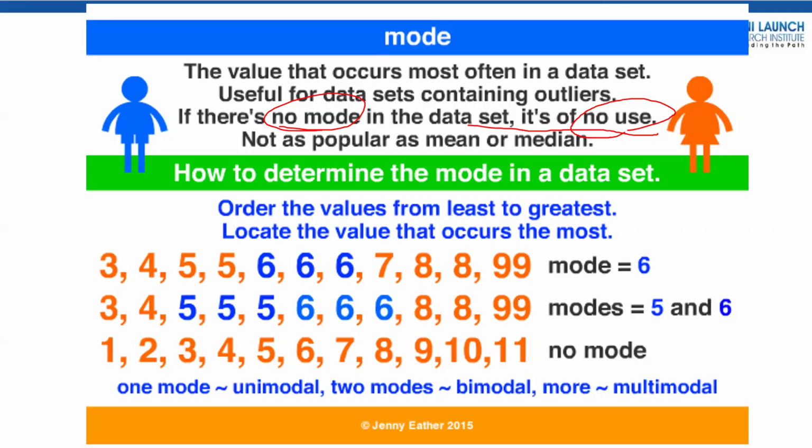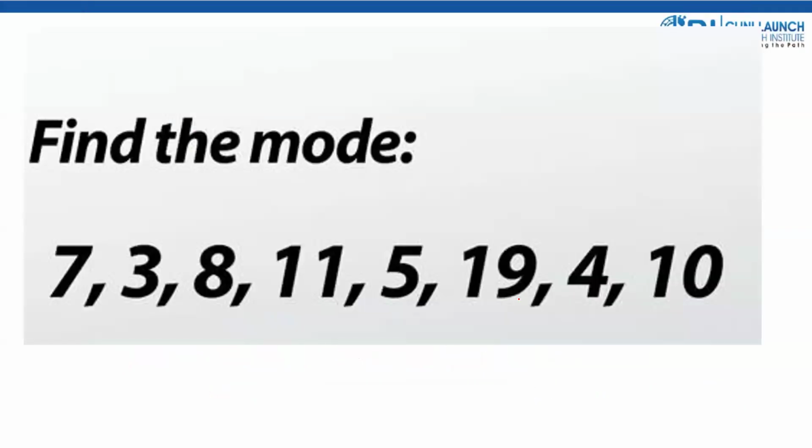So that is about mean, median, mode, and this is one example. Now here you have to say what is the mode here? Do we have a mode or do we not have a mode in this data?